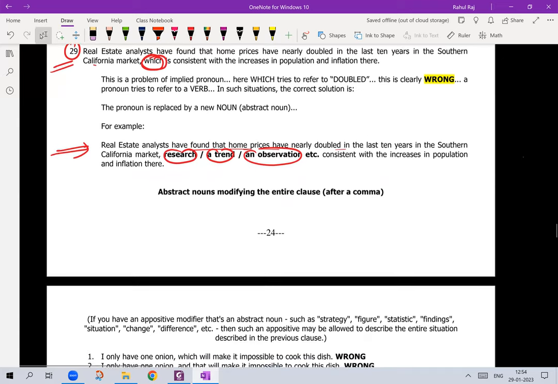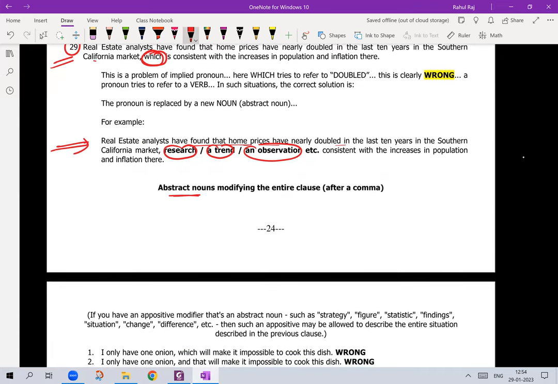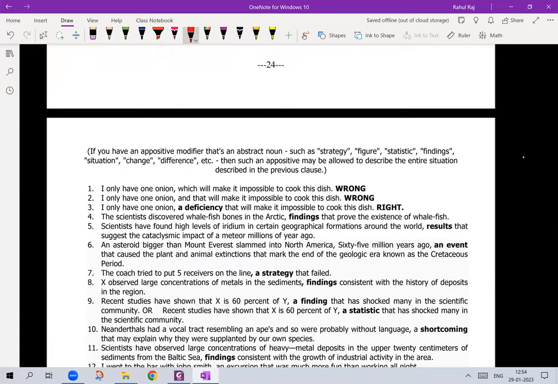Now it says that abstract noun modifies the entire clause. What exactly it is, the explanation will be very clear from here. Imagine when I say I have one onion, which will make it impossible to cook the dish. Now you can 100% say Rahul, which is going back to onion. But do you actually feel this is giving you a correct meaning? This is giving you a meaning that onion will make it impossible to cook the dish. Onion can't make it impossible or possible to cook the dish. This is crap. This is how we write the sentences, but this is wrong.